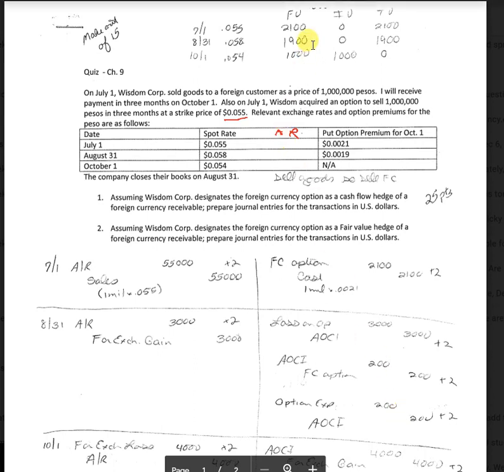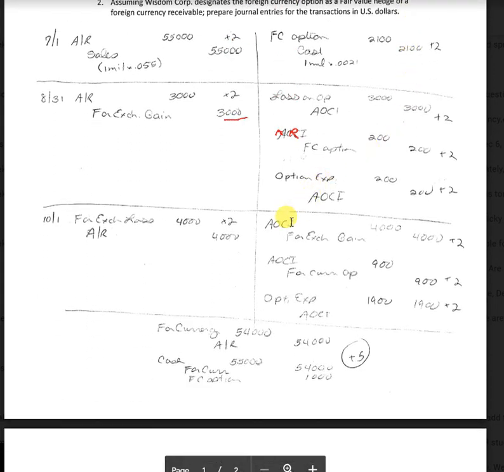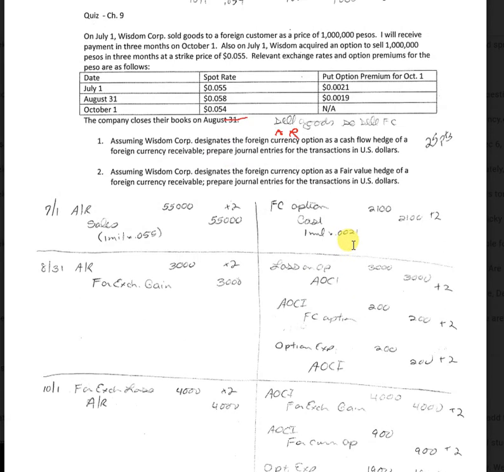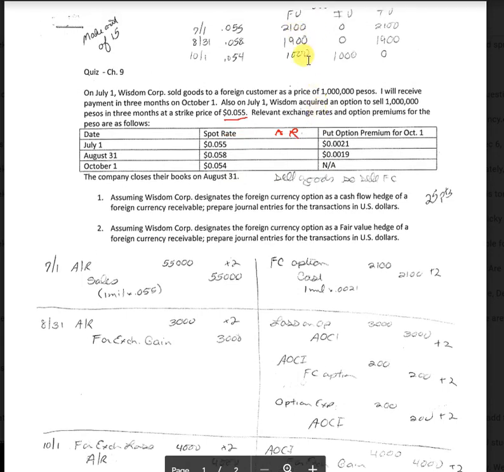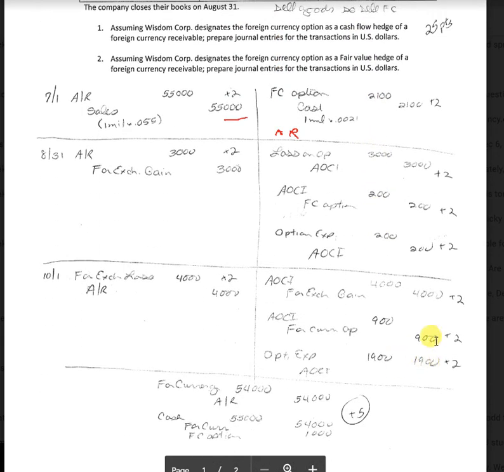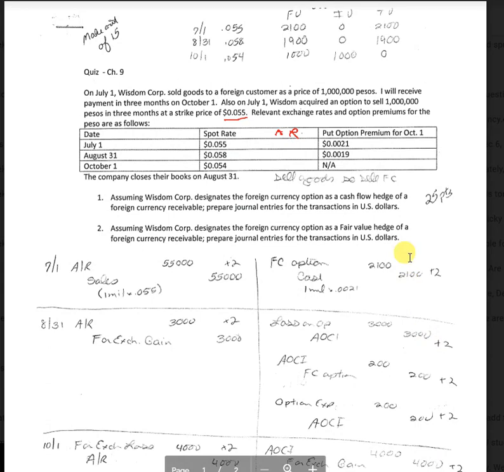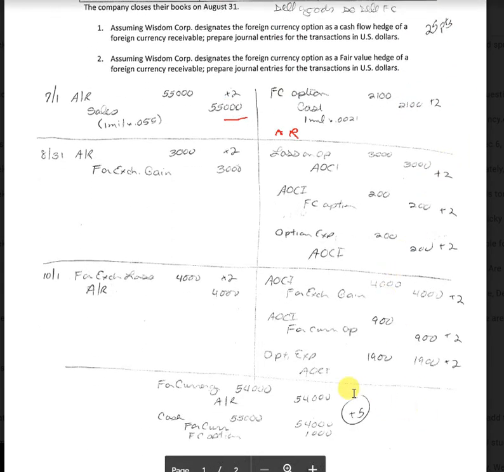The next one, I'm going to get it from 1,900 down to 1,000 and 1,900 down to 0. So again, 3 steps. I offset my gain or loss. So I have a loss over here and a gain over there. And then I adjust my option from 1,900 down to 1,000. So I credit it for 900, and I record my option expense for the 1,900 down to 0, so I have 1,900.